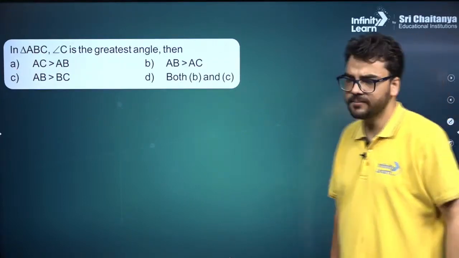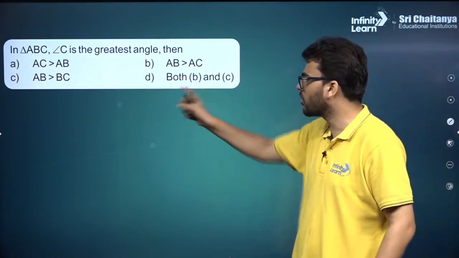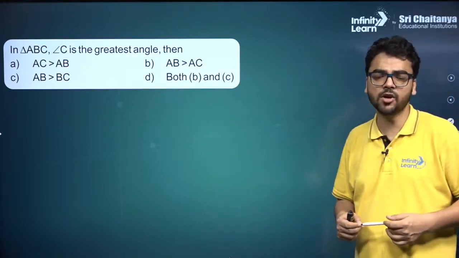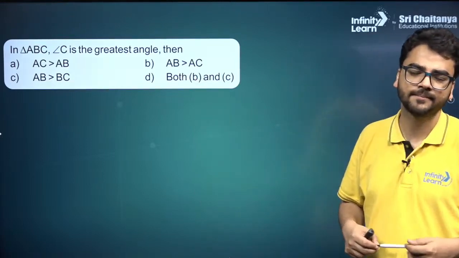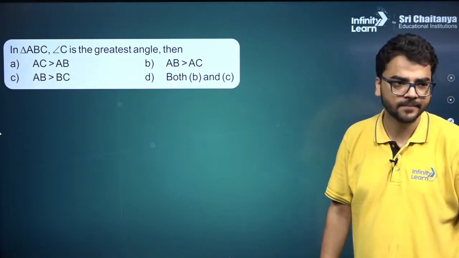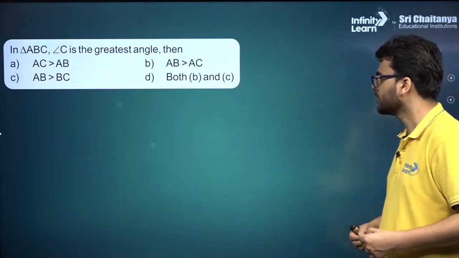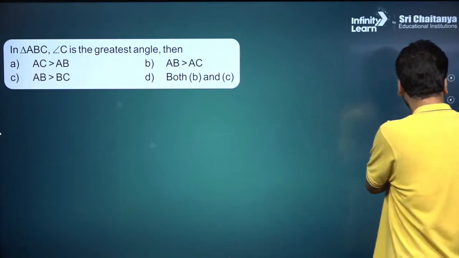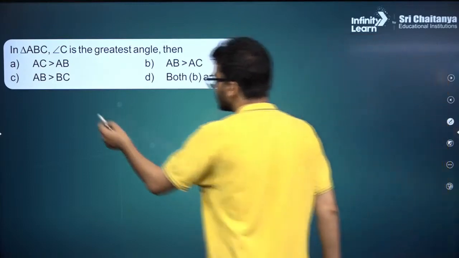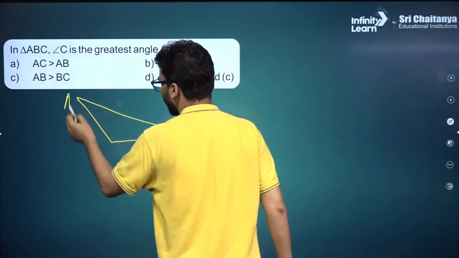So try doing this one. If in triangle angle C is the greatest angle, then which out of these options is correct? So try doing this question, guys. So over here angle C is the greatest angle. So the same type of figure will be made, guys. Same type of question actually.